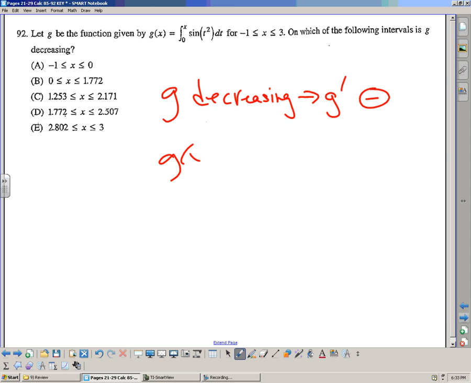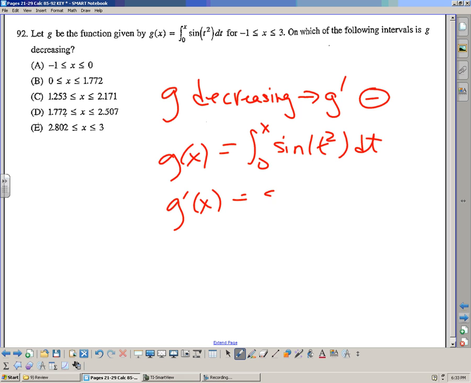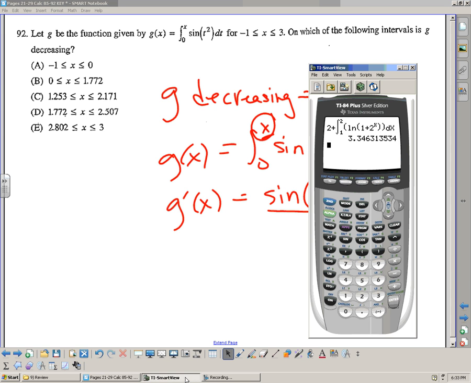Well, g of x is the integral from 0 to x of sine t squared dt. And we know the derivative of this is just sine of, you replace the t with the x, and technically if this were something other than x, you'd multiply by its derivative, but since it's x, the derivative is 1. So here's g prime of x, it's just sine of x squared. So, go back up here, clear this out, sine of x squared, and we're going to graph this thing because we want to see where it's negative.